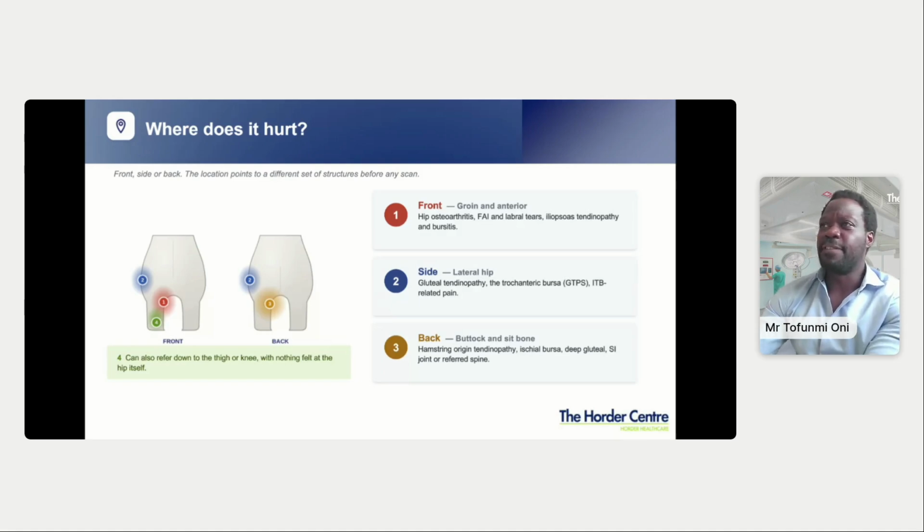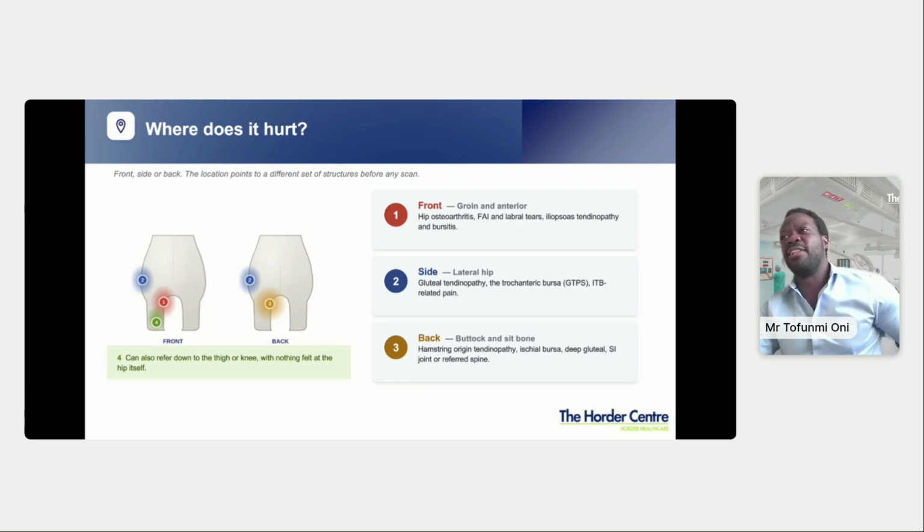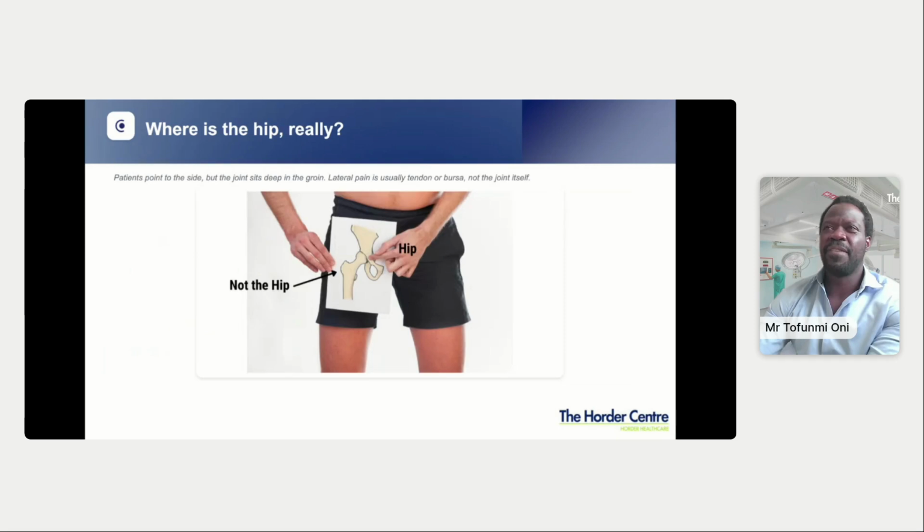As a very simple way of looking at things, which I will go into in more detail after this: if it's the front of the hip, so number one or between number one and two, that tends to be where you get pain in hip arthritis and certain types of tendinopathy and bursitis. Again, I'll go into this in more detail in a minute. The side tends to be where a lot of the most common type of bursitis is. And the back is where you can get a lot of tendon problems, as well as other things that can actually mimic hip pain.